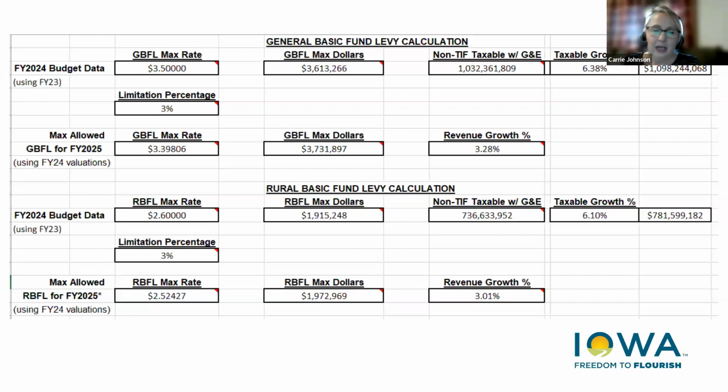Right, right. Yeah. So the budget system side of it won't do it until you've filed your value, but the Excel spreadsheet that I'll make available with the budget instructions, you can play with at any time.